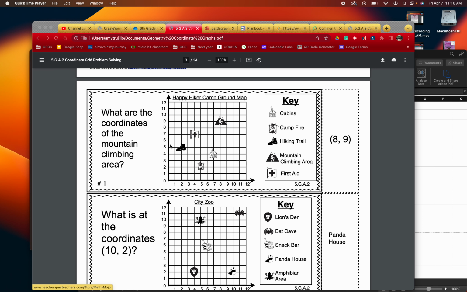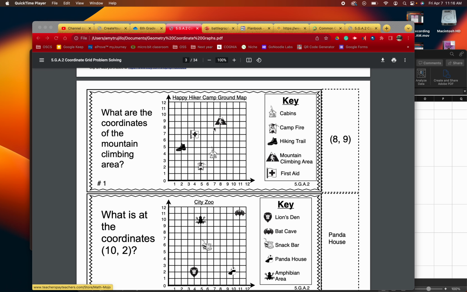So we labeled the X and the Y of where it should be. We used painter's tape or chalk, so we've used both. Chalk washes off very easily. Painter's tape you'd actually have to take off of the ground, so that would be something to think about.